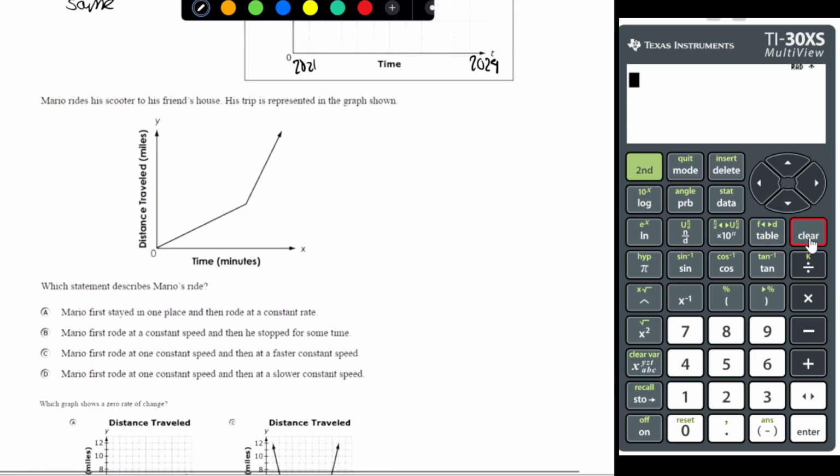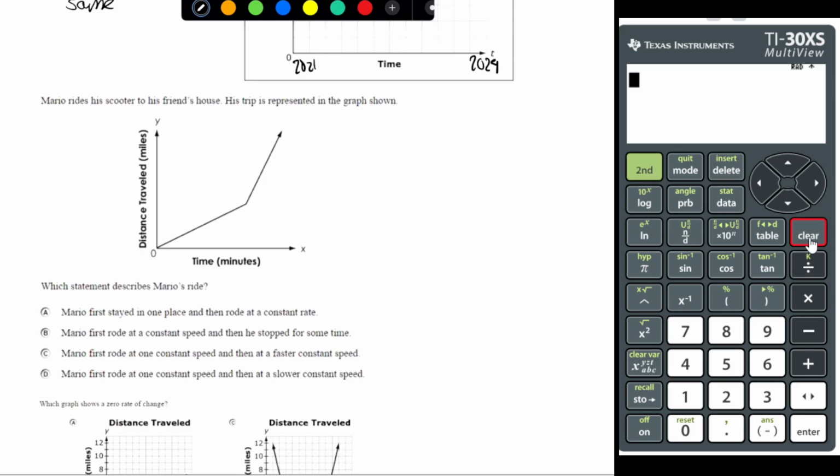Mario rides a scooter to his friend's house. His trip is represented in the graph shown: distance traveled and time. What statement describes Mario's ride? So we have: Mario first stayed in one place and then rode at a constant rate. Mario first rode at a constant speed and then he stopped. Mario first rode at one constant speed and then at a faster constant speed. And Mario first rode at one constant speed and a slower constant speed.